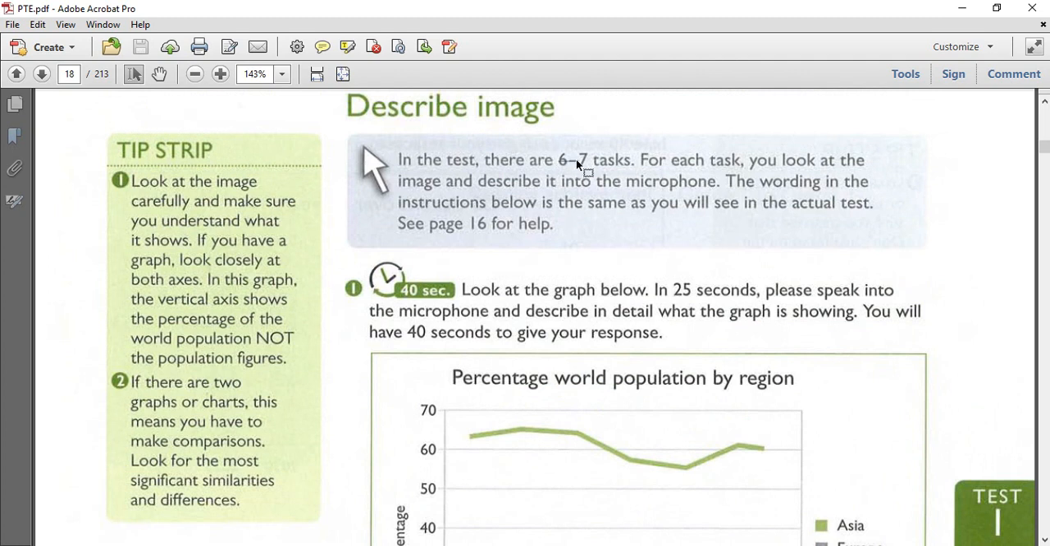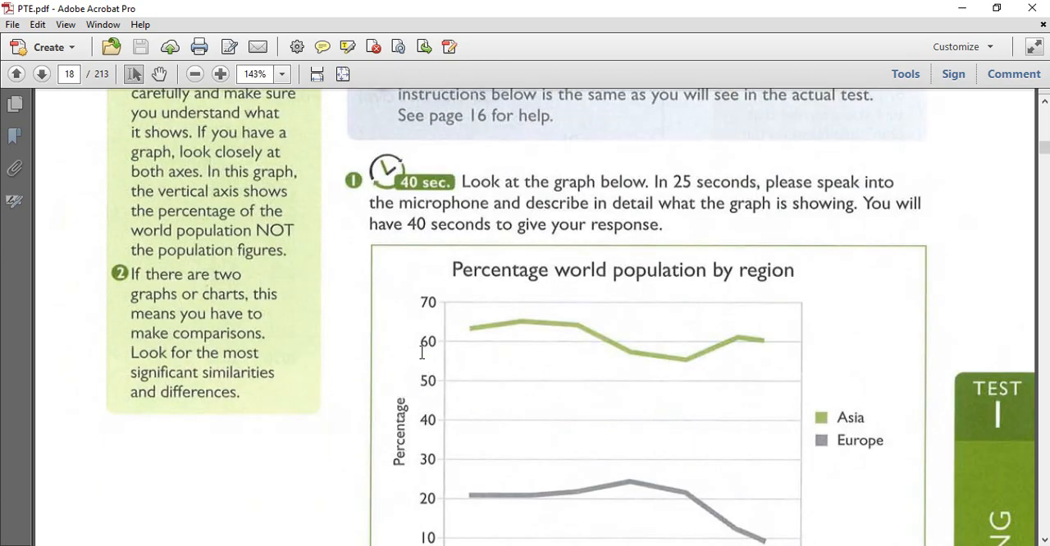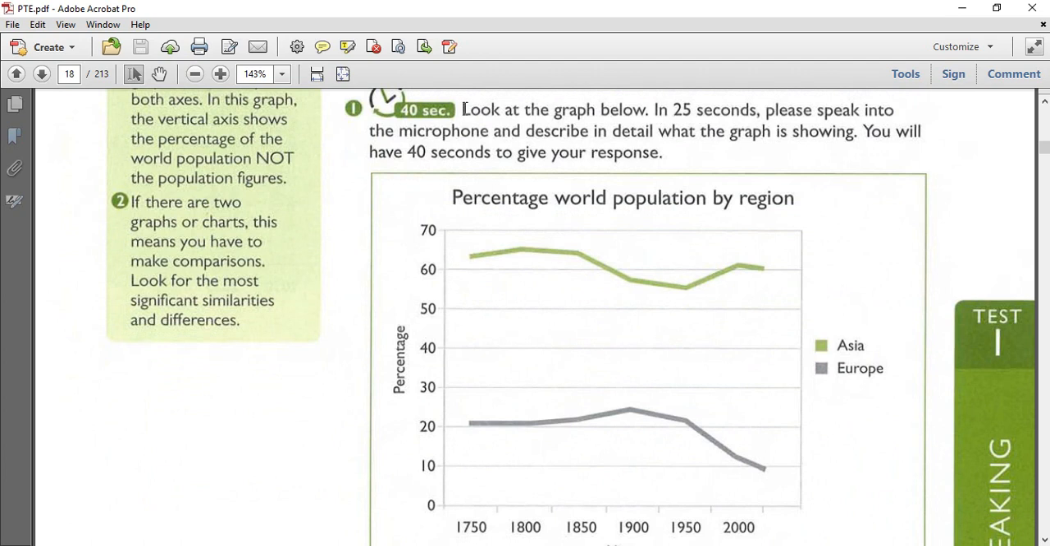what we already knew, 6 to 7 tasks: look at the image, describe it into the microphone, and here it is, the first tip, which refers to this graph. Look at the paragraph for 25 seconds, speak into a microphone, and you will have 40 seconds to give your response.